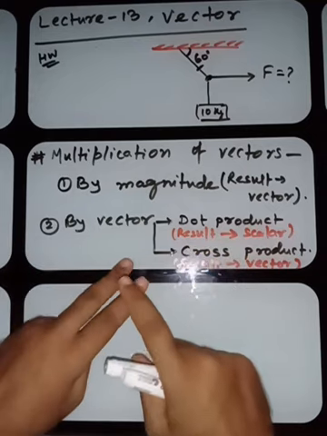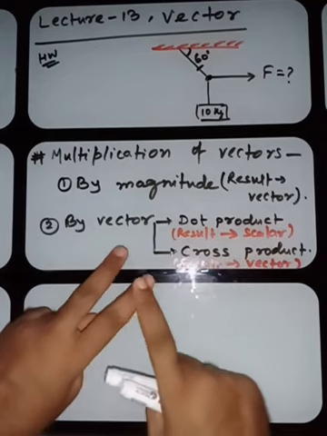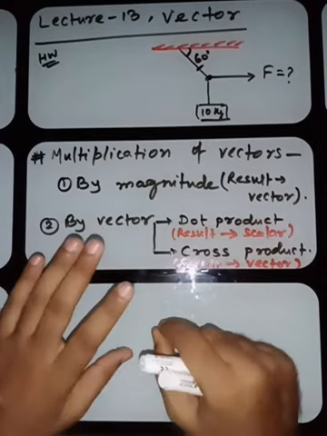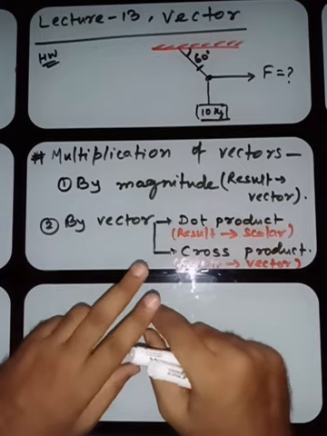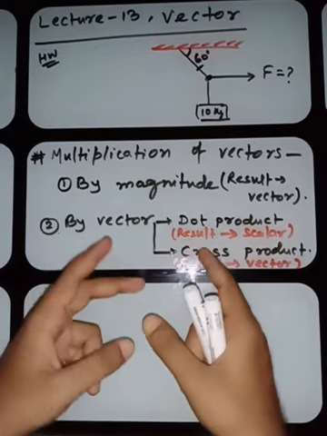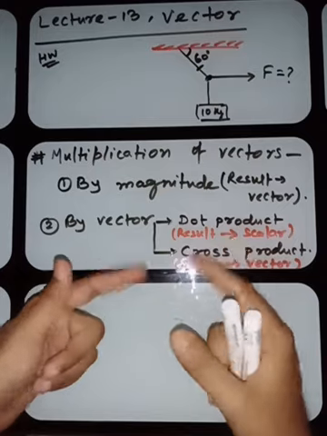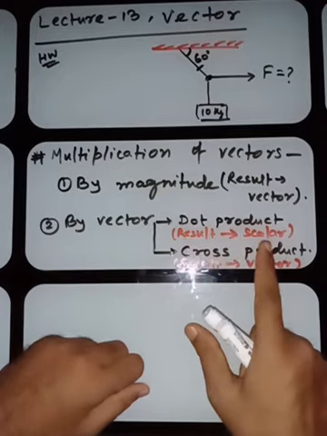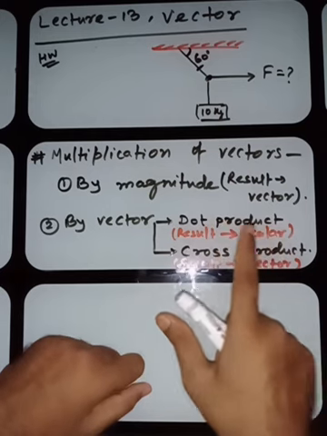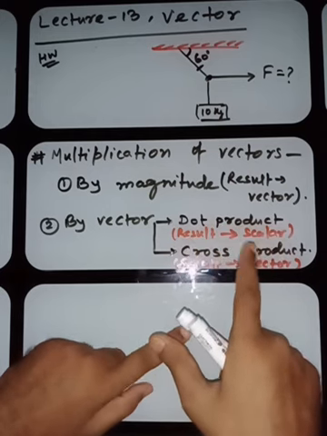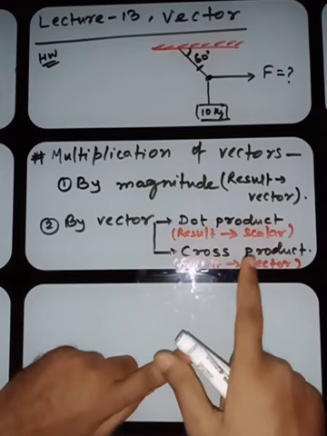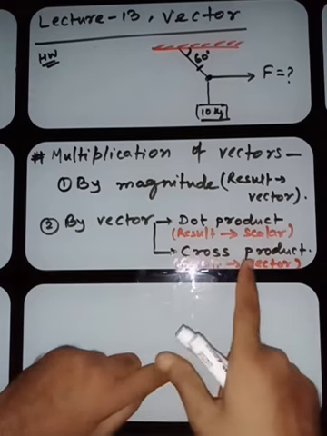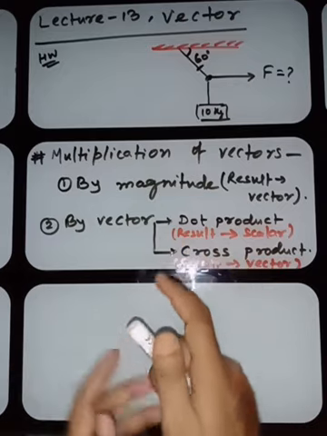So if you multiply two vectors, it could be a scalar or a vector. It depends on certain things that we will study. If the result is scalar, then this is called the dot product or the scalar product, because the result is scalar. And if the result is a vector, it is called the vector product. It means the cross product has the name vector product also.